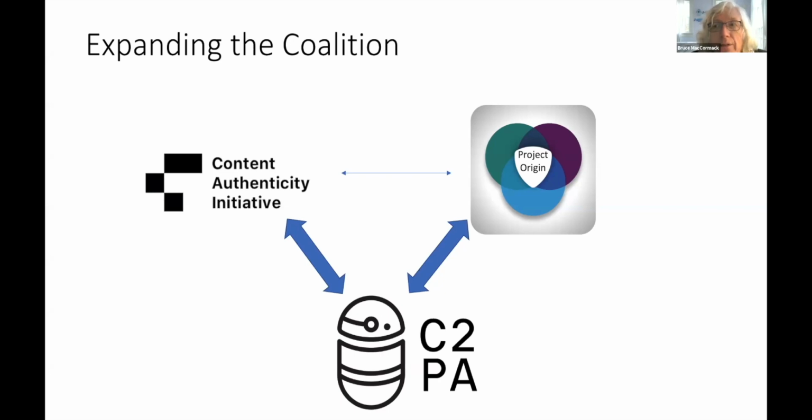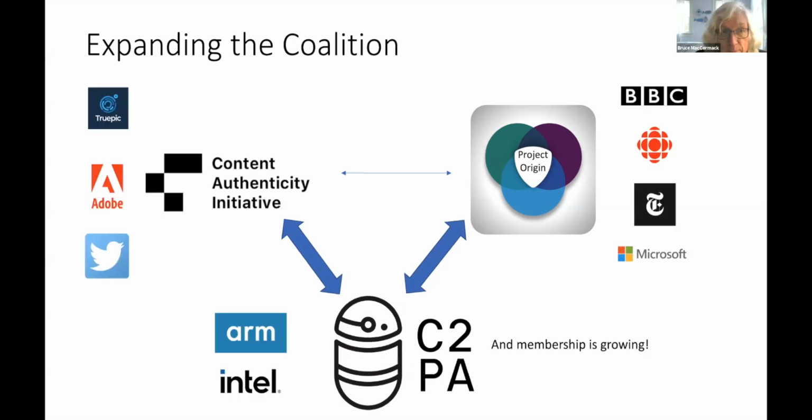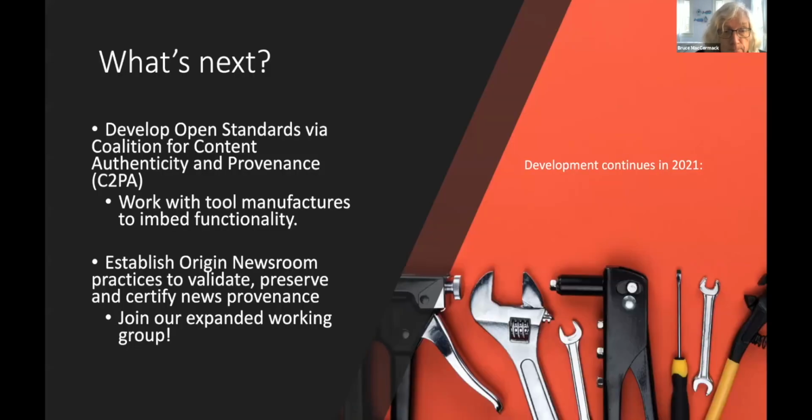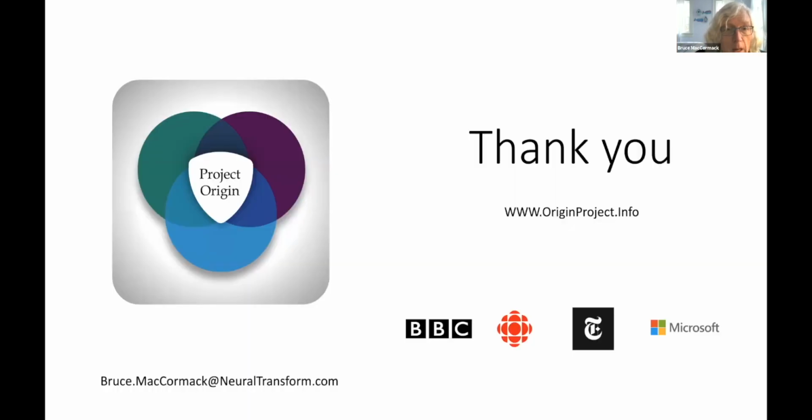And collectively, we said we need to form some standards so that this is done once and done consistently across the industry. And about a month and a half ago, we formed the Coalition for Content Provenance and Authenticity to start building fundamental proposals for standards. So that brought in TruePic, Adobe, Twitter. We have ARM and Intel involved, along with Microsoft, New York Times, BBC, and CBC. So we're all working together to try and build a proposed standard. Origin will work on the journalistic requirements. C2PA will work on the technical standards, and we hope to have something out later this year. That's it for me.